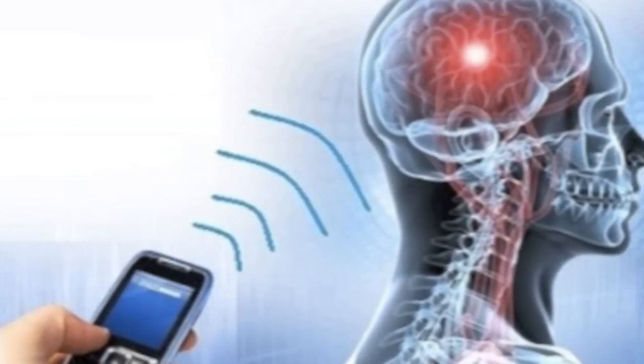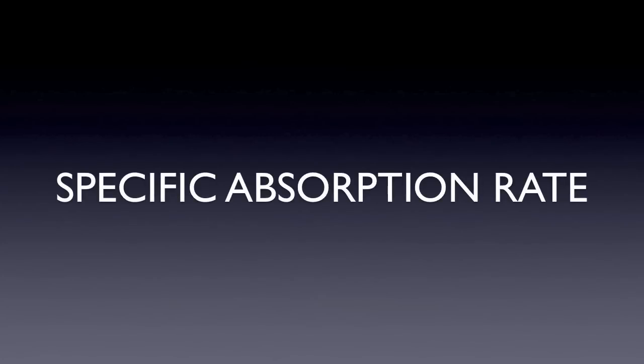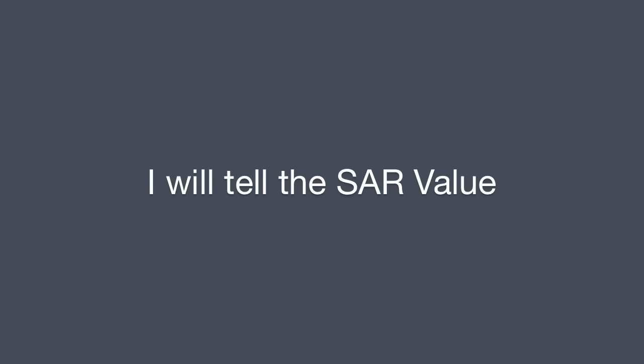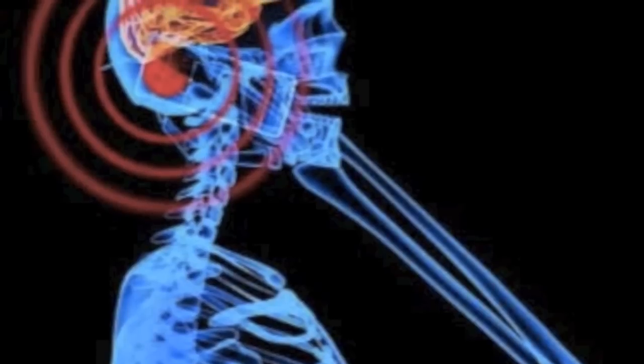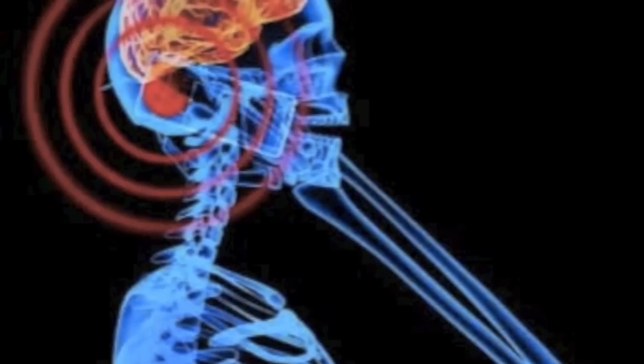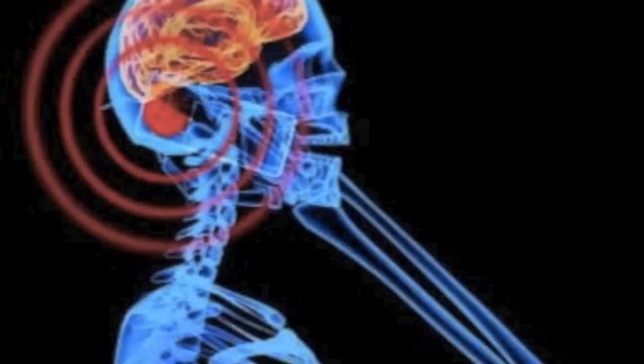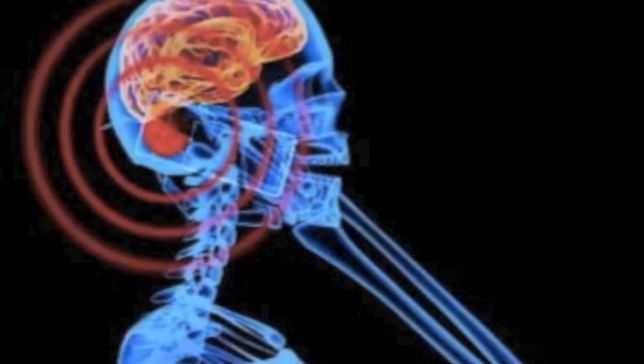The SAR value, also known as the specific absorption rate value. I will tell the SAR value, but before that I would like to tell you 3 important things about cell phone radiation or SAR. First is that the cell phone radiation is highest when its signal is weak. Why? Because your cell phone emits the radiation at very high energy level so that it can keep up with the signal without losing the network. So I urge you not to use your cell phone when the signal is as weak as possible, especially for making or receiving calls.